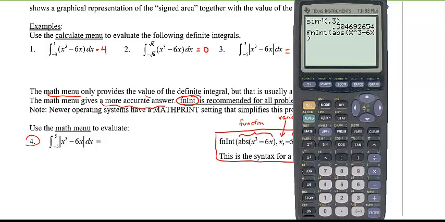Now you have to put a comma separating your inputs. The next thing is the variable x, so just type in x, comma, and then now your lower limit, -5, comma, +5. Close the bracket. Press enter.